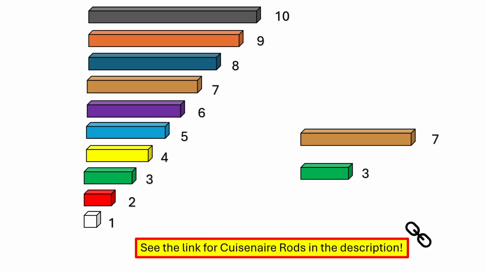Cuisenaire rods are one of my favorite math manipulatives. Each one is 1 unit longer than the next, making quantities very easy to see and compare. Students can not only strengthen overall number sense with these amazing little rods, they can become quite adept at using them for a variety of purposes. Comparing numbers is just one way to use them, and I highly recommend having a full set in your classroom. I'll include a link in the description where you can order your own set.